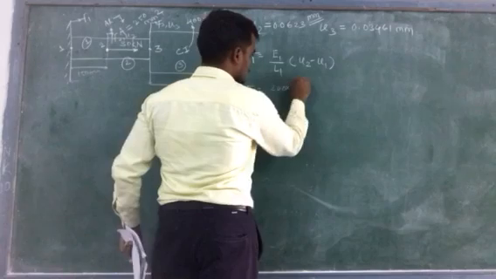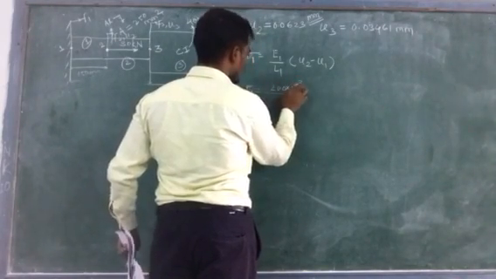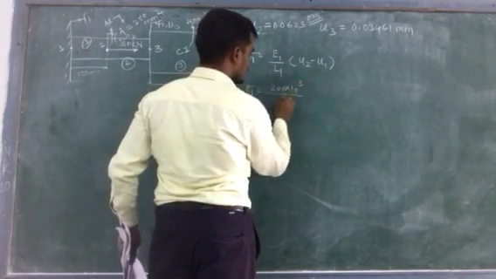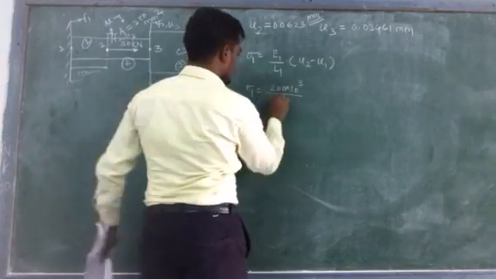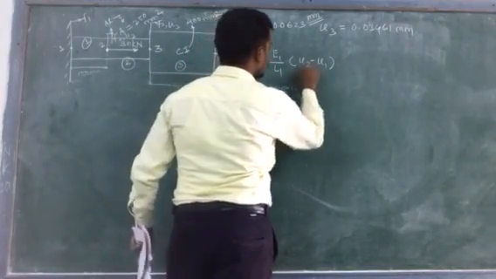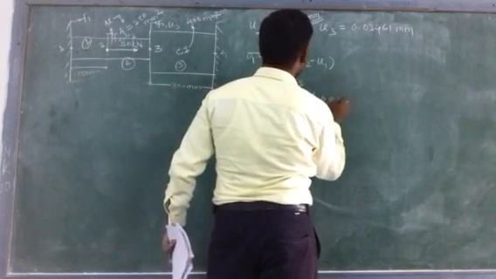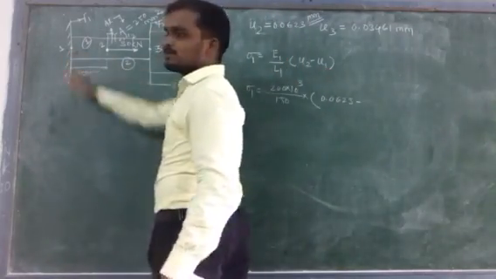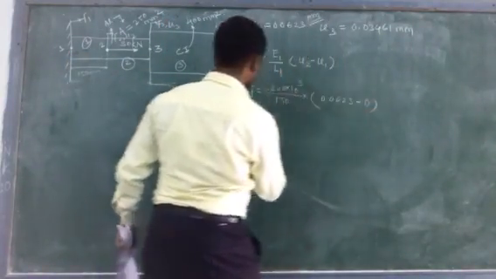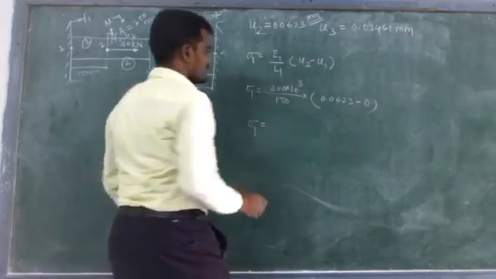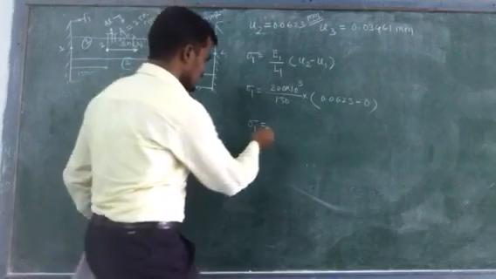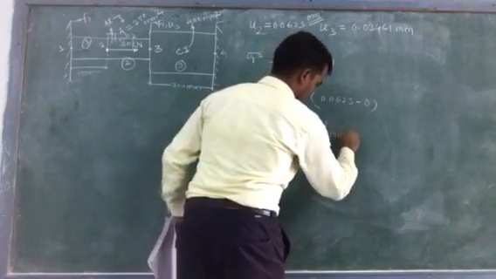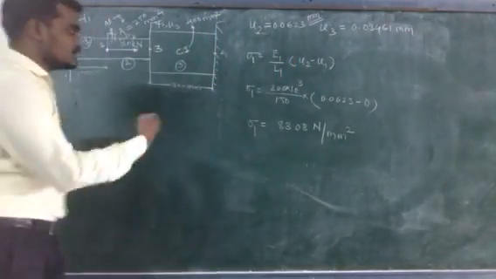So in this way you will get sigma 1. E is 200 into 10 raised to power 3 divided by 10 raised to power 3, because we are taking Newton per mm square. So 200 into 10 raised to power 3 divided by L1, which is 150 mm, into U2, which is 0.062, minus U1. Actually U1 is equal to 0. So sigma 1 will become 83.08 Newton per mm square.